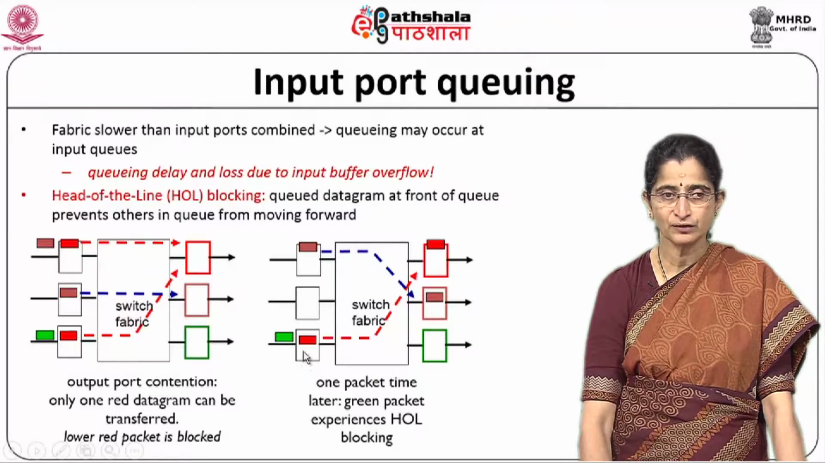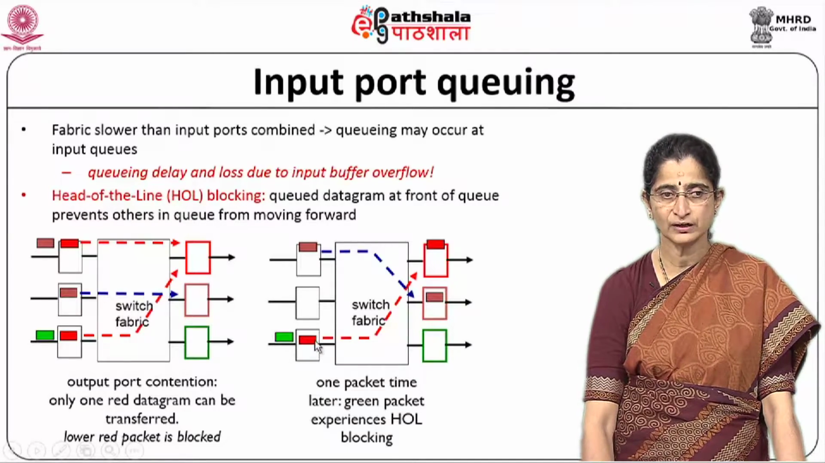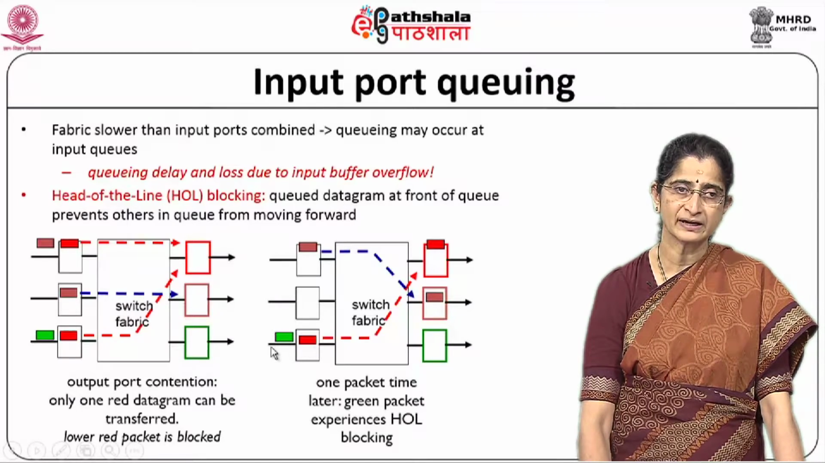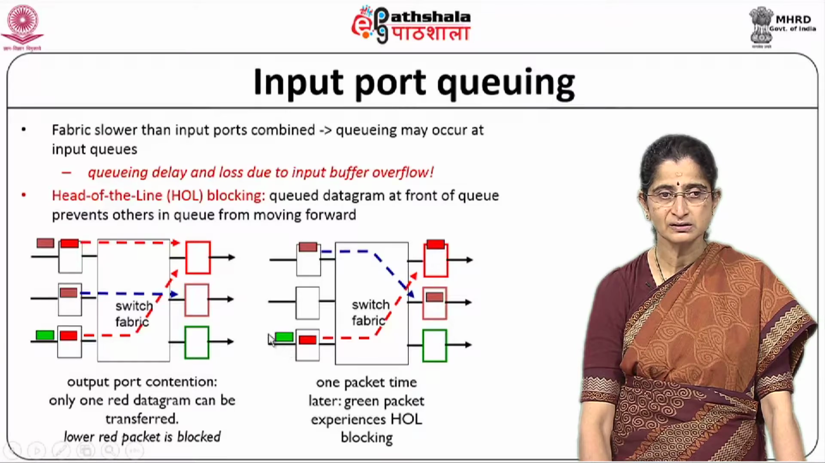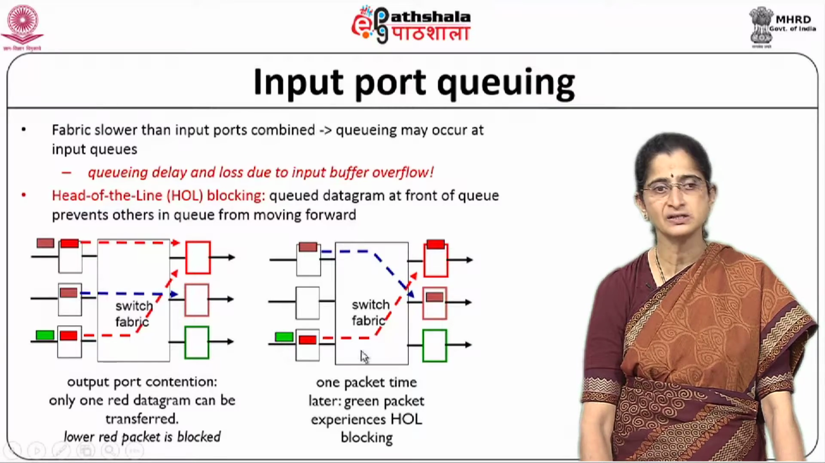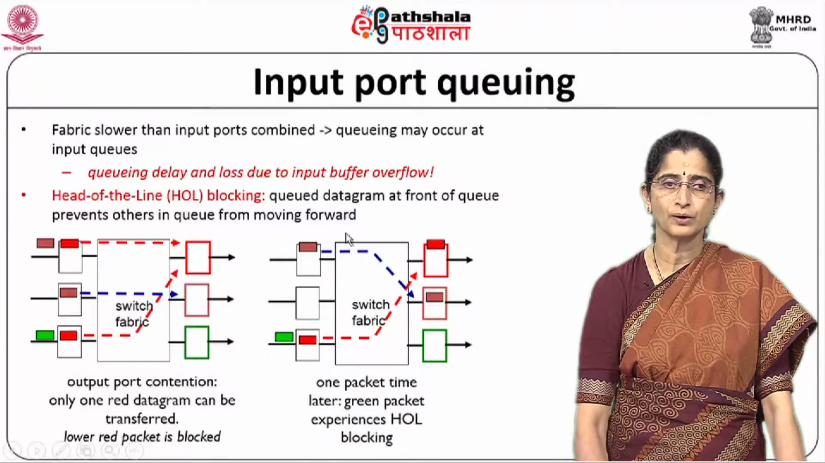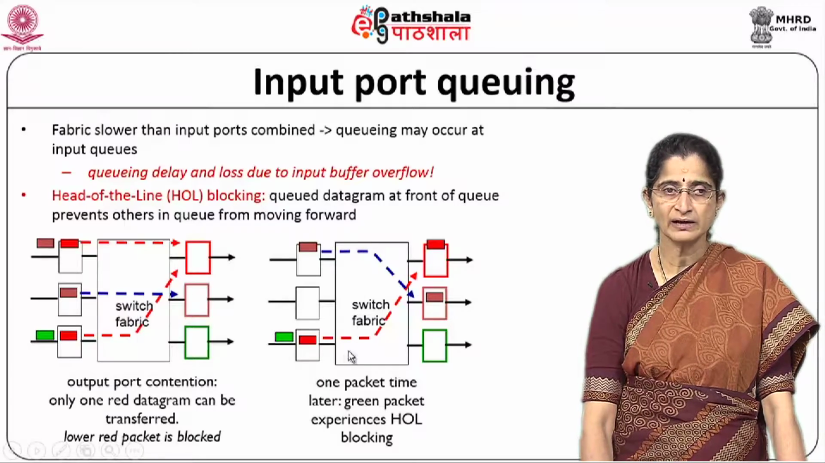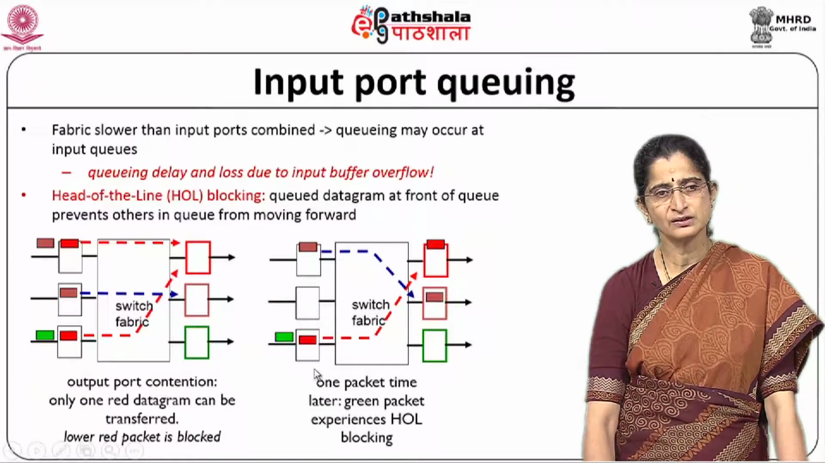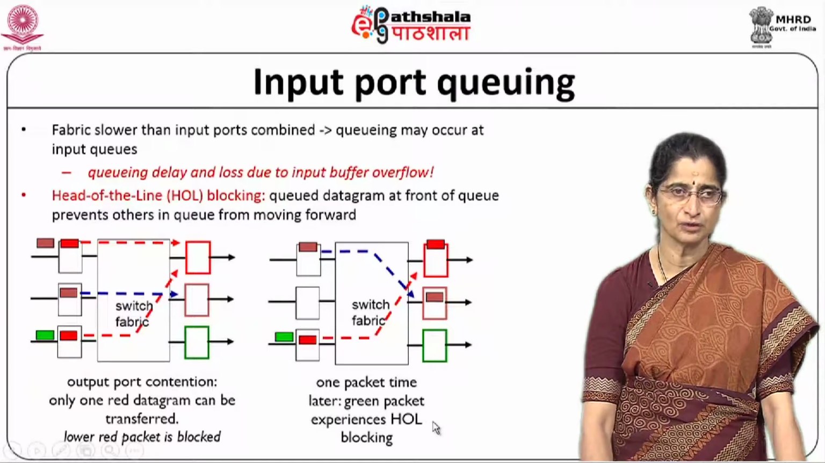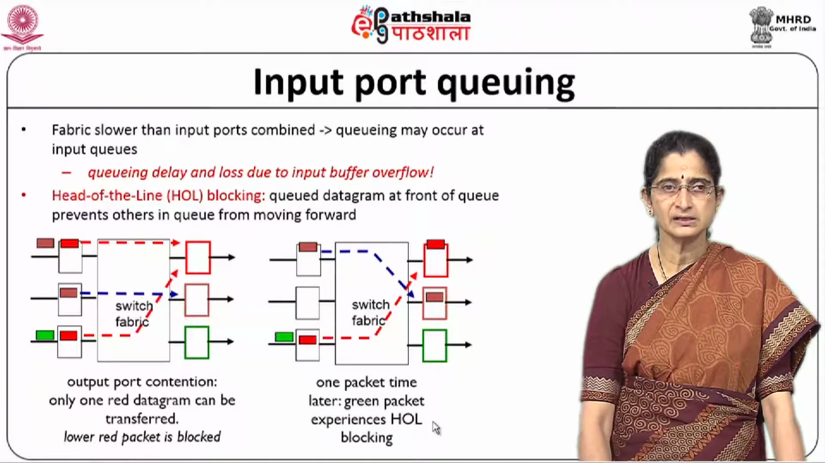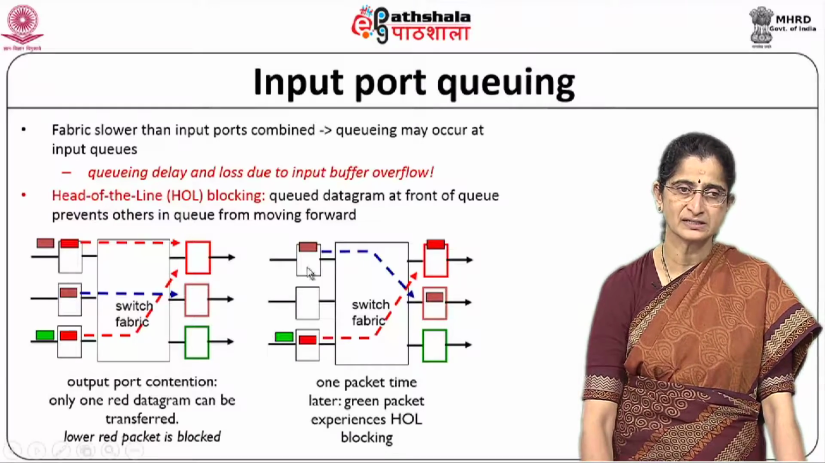So, we call it head of line blocking. There is another packet at the head of the line which is blocking a packet which can actually be transferred, right. Because of this contention, this one which actually does not have a contention is blocked. Okay, this is normally a problem that occurs when you have input port queuing. And this is also one of the reasons why input port queuing is normally not preferred, but in certain cases where it is absolutely necessary, it will be used.